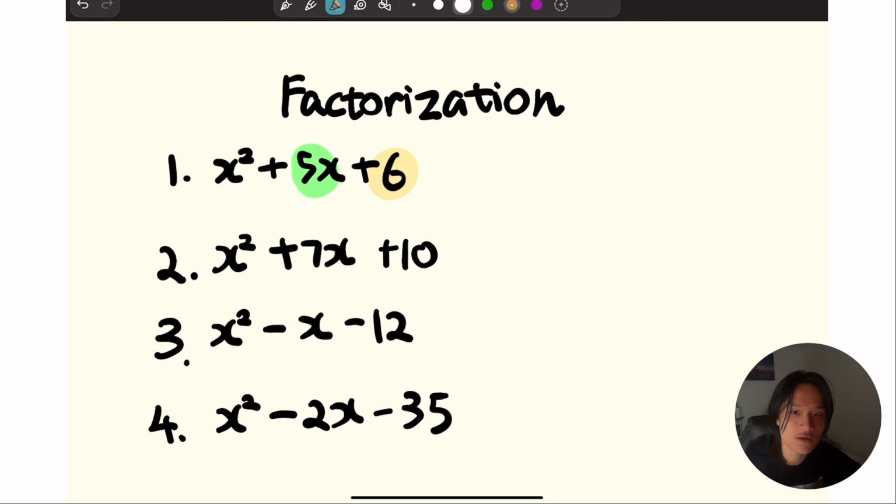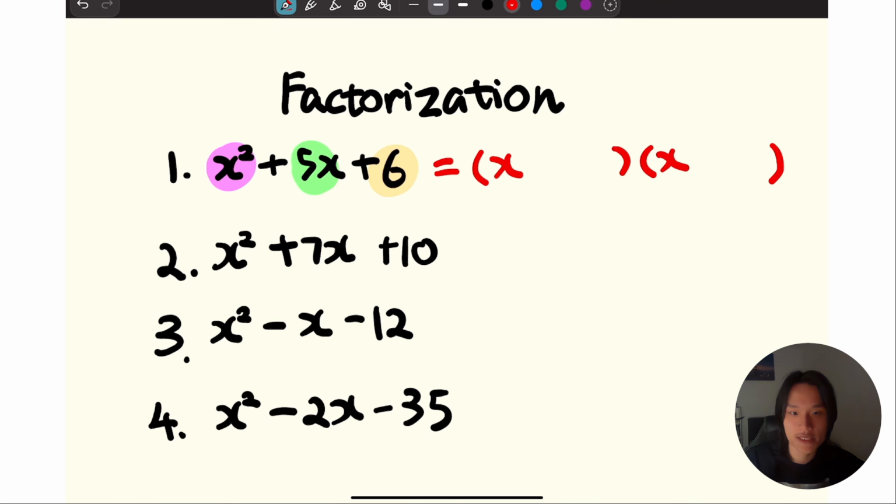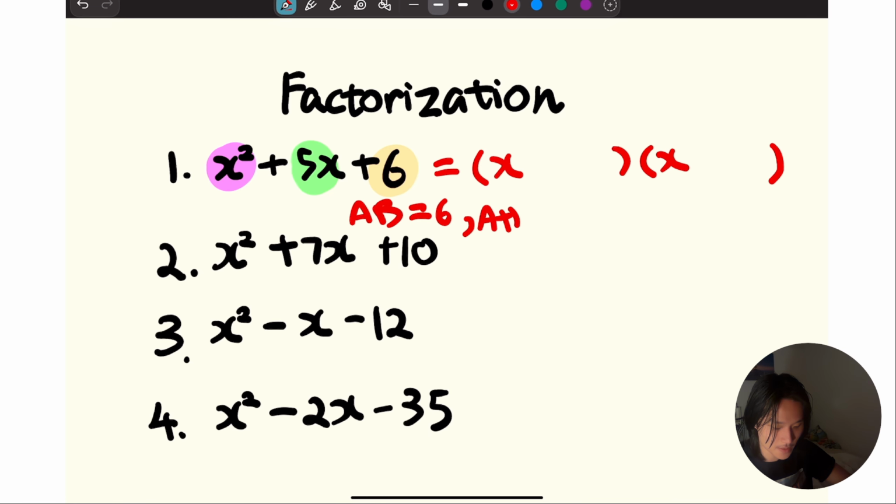So in general, for quadratic equations where the coefficient of the term x squared is 1, all we really have to do is to write our two brackets first with x as one of the terms, and we want to find two numbers a and b so that when they multiply together they get 6, and when you add them up they get 5. So what are we thinking?